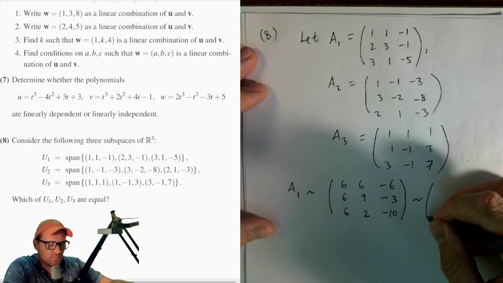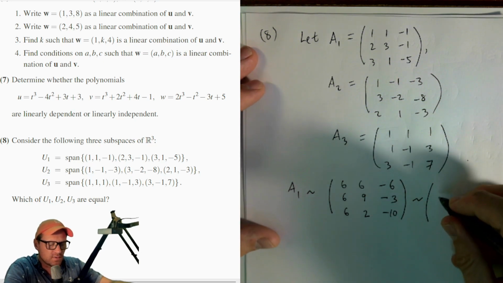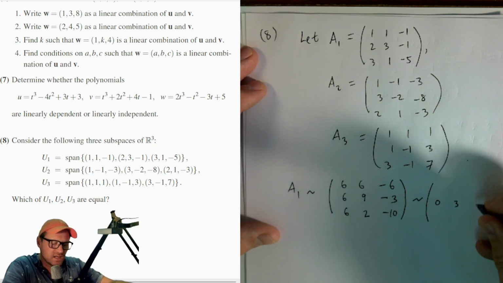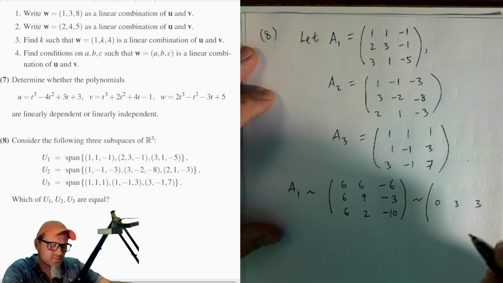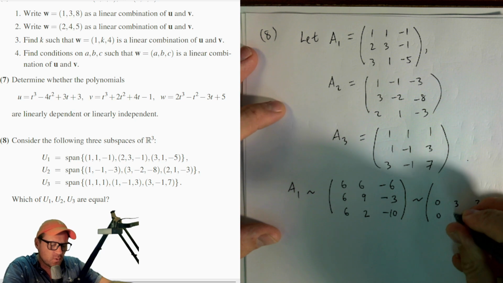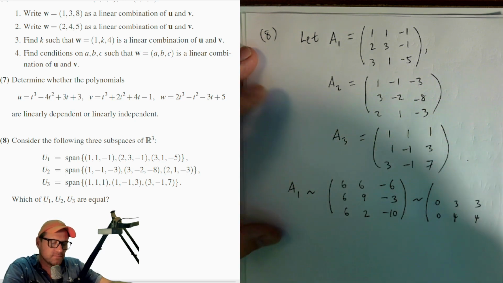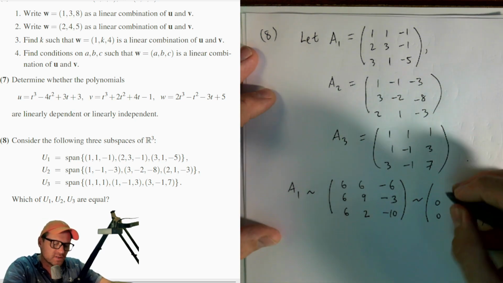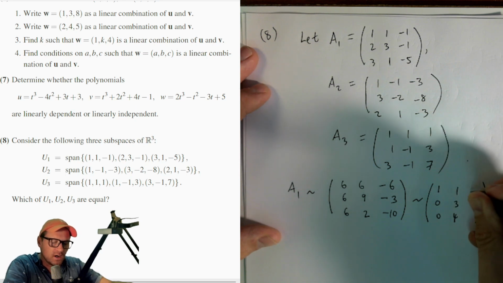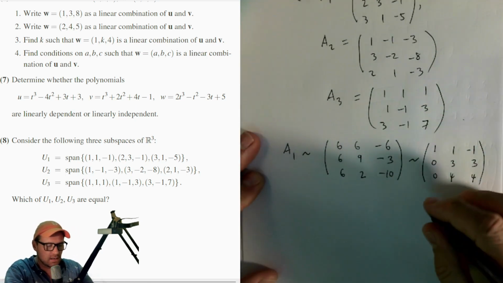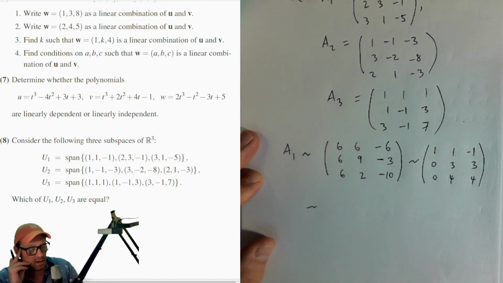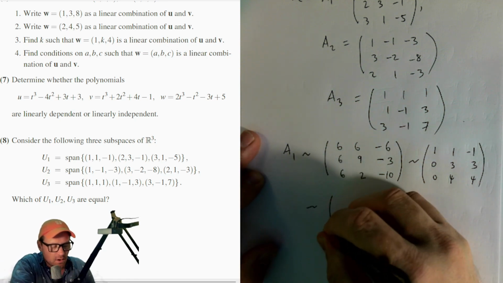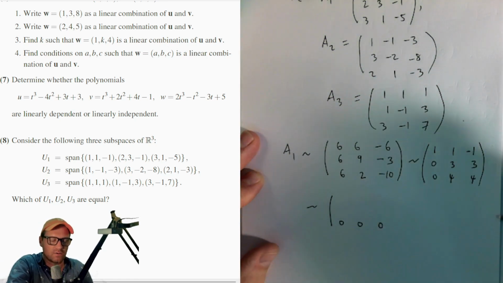Okay, replacing row 2 with row 2 minus row 1, we have 0, 3, 3. Replacing row 3 with row 1 minus row 3, we have 0, 4, and 4. And then replacing row 1 with 1/6 of row 1, we have 1, 1, minus 1. Okay, now replacing row 3 with a quarter row 3 minus a third row 2 gives a row of zeros, and you can see that these are parallel rows.